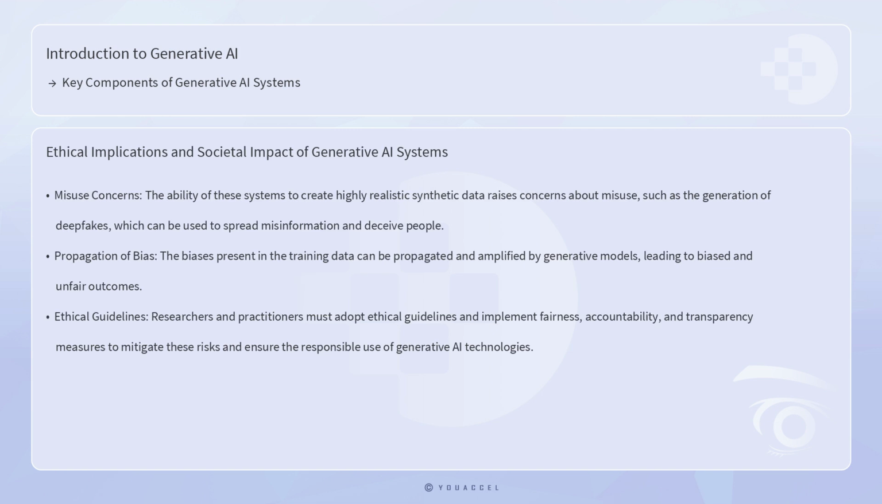The ethical implications and societal impact of generative AI systems are also critical components that require careful consideration. The ability of these systems to create highly realistic synthetic data raises concerns about misuse, such as the generation of deepfakes, which can be used to spread misinformation and deceive people. Additionally, the biases present in the training data can be propagated and amplified by generative models, leading to biased and unfair outcomes. Researchers and practitioners must adopt ethical guidelines and implement fairness, accountability, and transparency measures to mitigate these risks and ensure the responsible use of generative AI technologies.